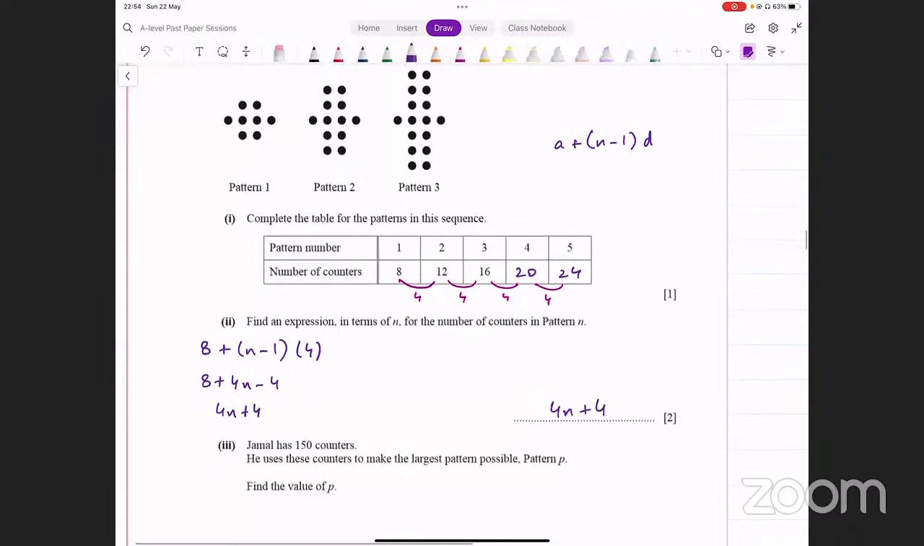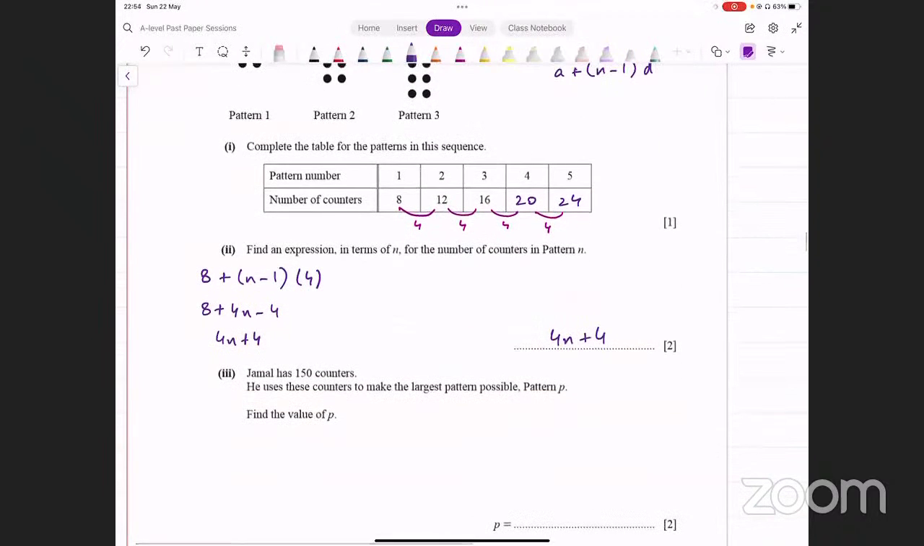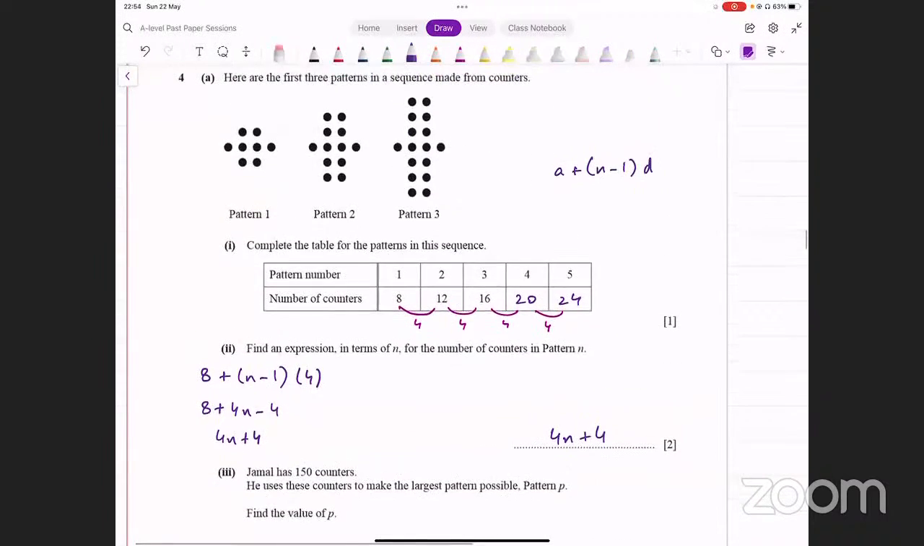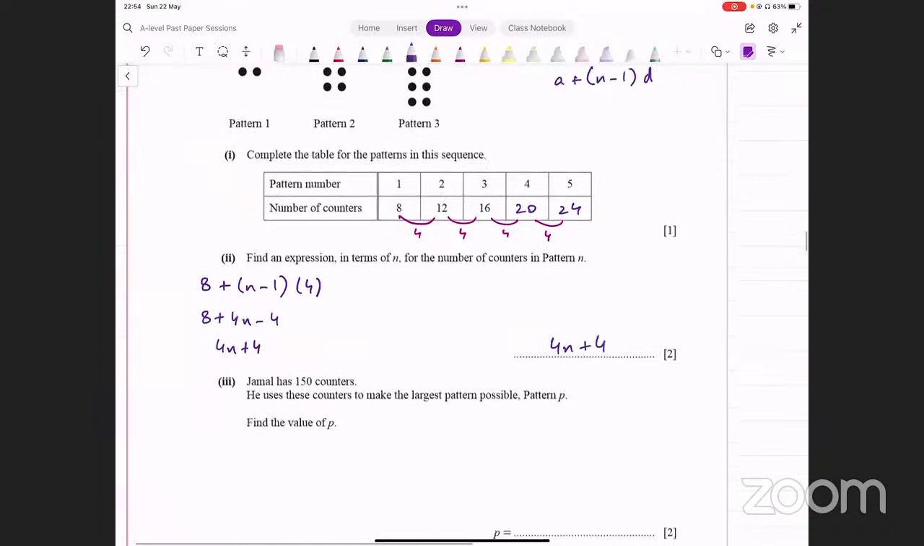Okay. अच्छा. Now it says Jamal has 150 counters. Counters का क्या मतलब है? Counters basically जो छोटे circles हैं इनको counters कह रहे हैं. ठीक है? So Jamal has 150 counters. He uses these counters to make the largest pattern possible. Pattern P, उस pattern को उसने pattern P कहा है. So basically this is pattern 1, pattern 2, pattern 3, and so on, until somewhere we've got pattern number P. ठीक है? Number of counters उसके पास 150 है यहाँ पे.